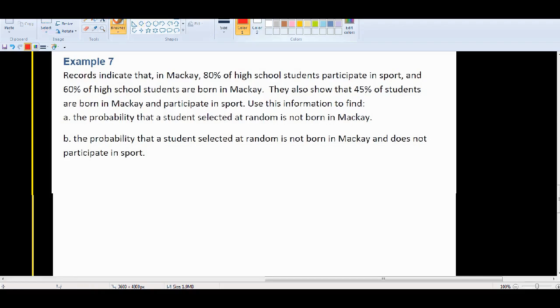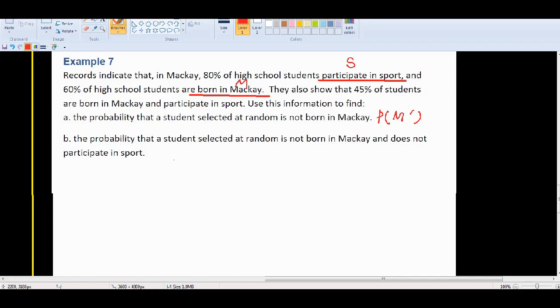Okay, so what do you need to find? You need to find this probability: not born in Mackay. So there are two events. One event is participating in sports, so let's denote this event as S for sports, and the other one is born in Mackay, so let me denote this as M.